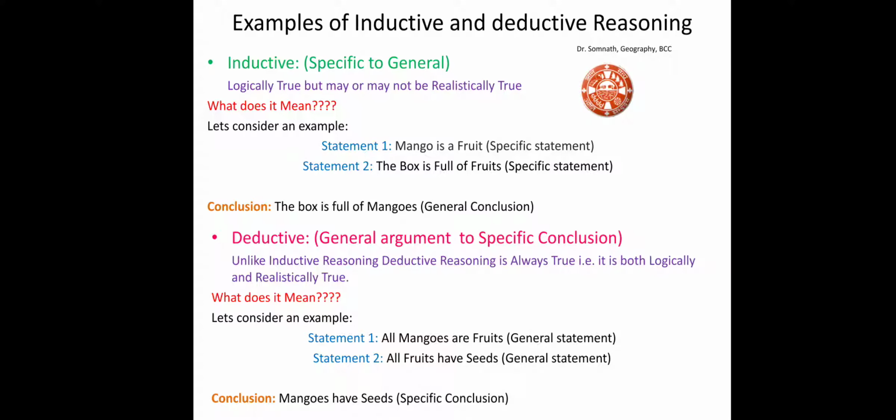Here we have two more statements. Statement 1 is all mangoes are fruits. It is also a general statement. And statement 2 is all fruits have seeds. On the basis of these two statements, the conclusion that can be drawn is that mangoes have seeds. So that is the specific conclusion. So it is logically true and realistically also true.